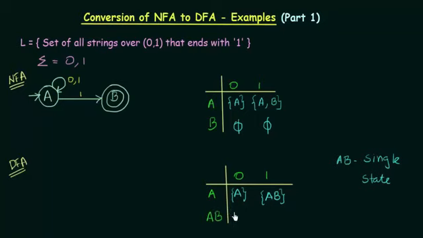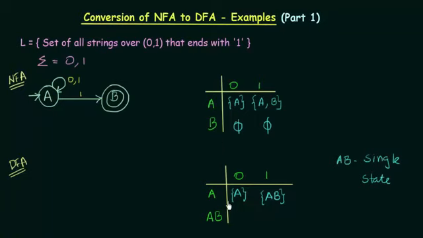Now, in order to know where AB goes on getting input 0 and 1, we have to come to this table. And we see that this is AB. So you have to look at both A and B in this table and see where both A and B go on getting input 0 and 1. So in order to see where AB goes on getting input 0, you have to perform the union operation of A and B. We have already discussed the union operation in the previous lectures, so I hope you remember that.